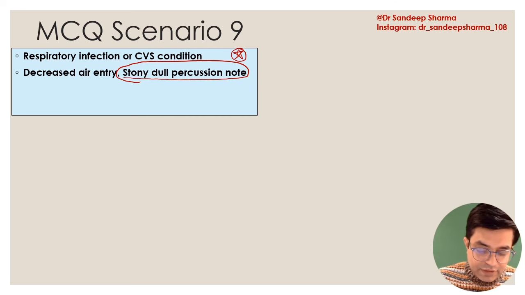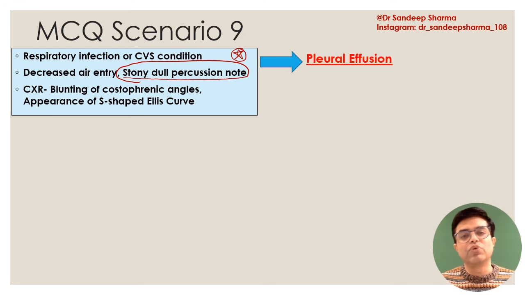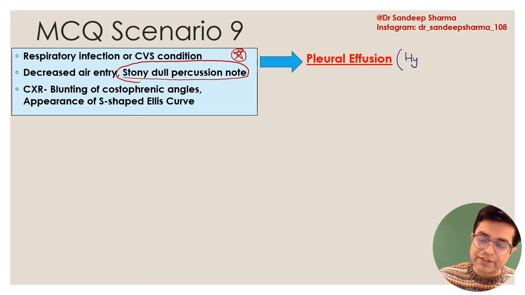Third thing, they will mention that the chest X-ray is showing blunting of the costophrenic angle and appearance of an S-shaped Ellis curve. If they mention either of the two, the likely diagnosis in the patient is going to be pleural effusion. Pleural effusion is also sometimes called hydrothorax. So hydrothorax or fluid collection is called pleural effusion.